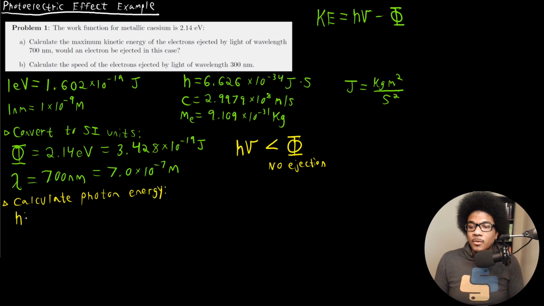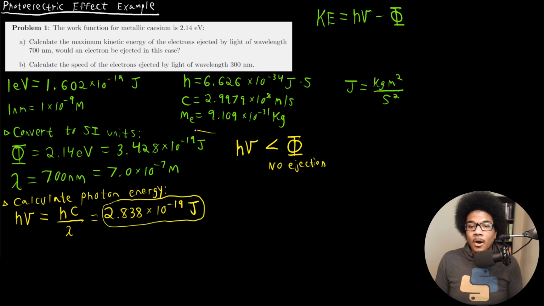Right, so h nu, if we plug in the expression for the frequency, is just going to be the speed of light over lambda. We can plug that in and this becomes hc over lambda. If we plug in Planck's constant, the speed of light, and the wavelength of 7.0 times 10 to the negative 7, then we get an energy for our photon of 2.838 times 10 to the negative 19 joules. So this is the energy of our photon right here.